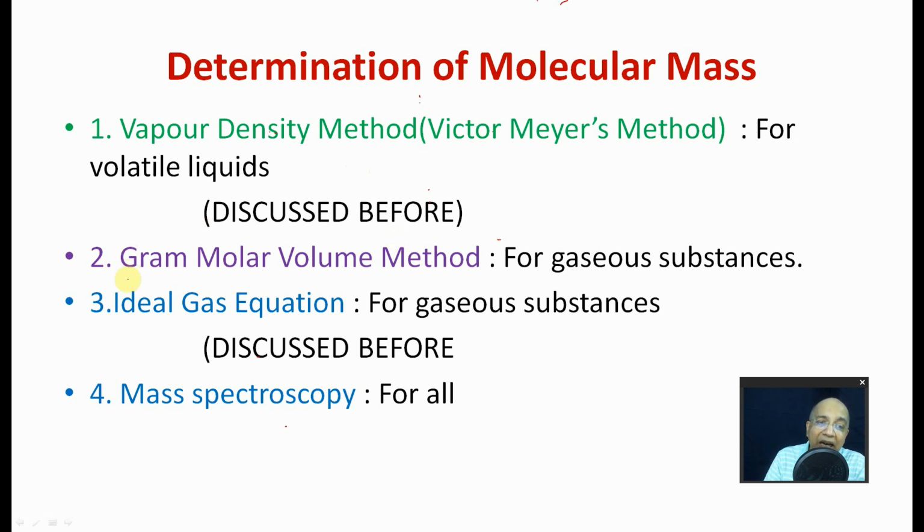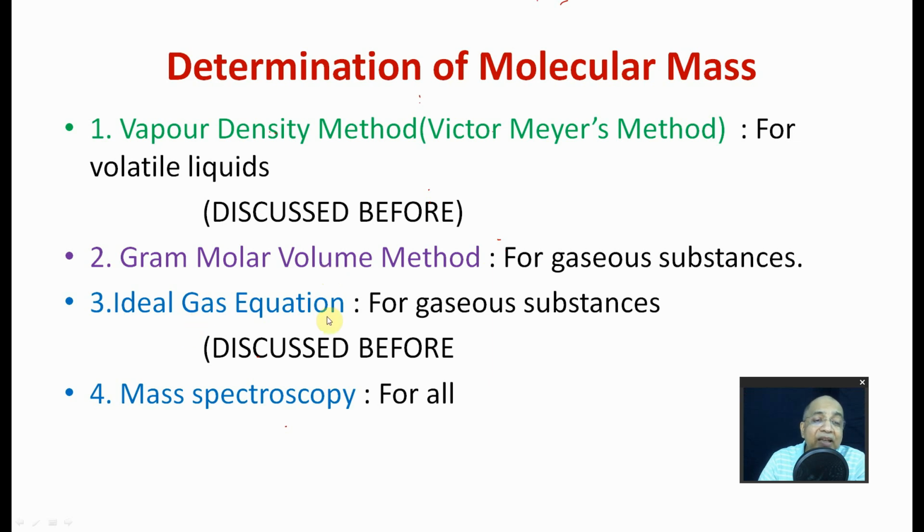Discussed before. And gram molar volume method we have done several times. We will be doing once again. For gaseous substance you can also use gram molar volume method, GMV method. If this many milliliters at STP weighs this much, then 22,400 ml of the same gas at STP will weigh how much? That is bound to be its gram molecular mass, right?